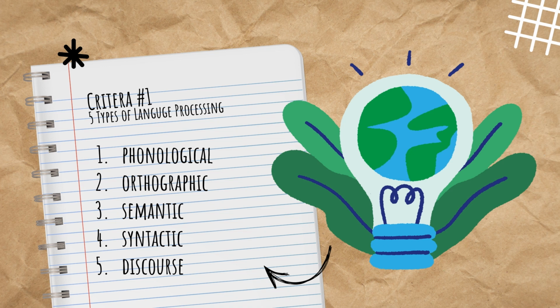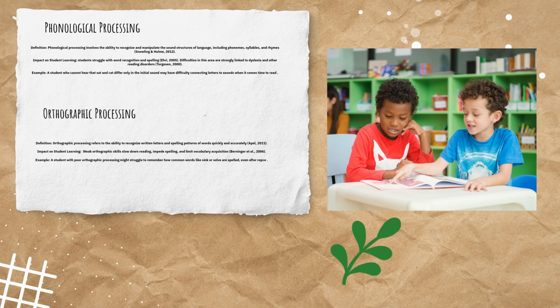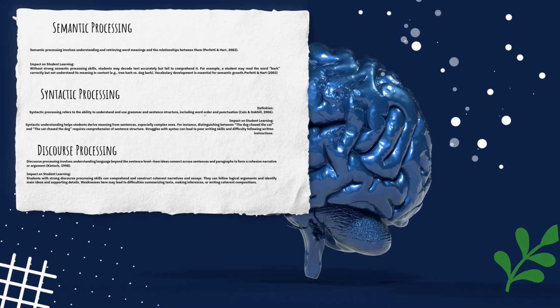Criteria number 1, five types of language processing. Phonological processing involves sound structures like phonemes. Orthographic processing relates to recognizing letters and spelling patterns quickly. Semantic is about word meaning. Syntactic covers grammar and structure. Discourse ties everything together across sentences and paragraphs.